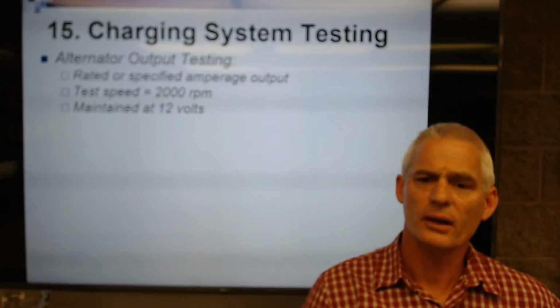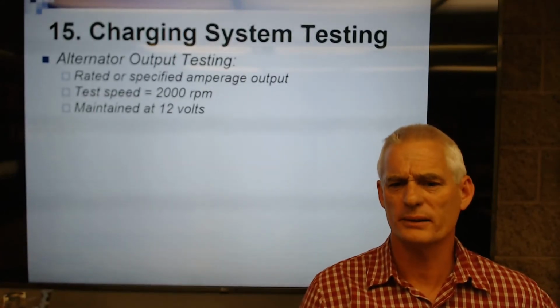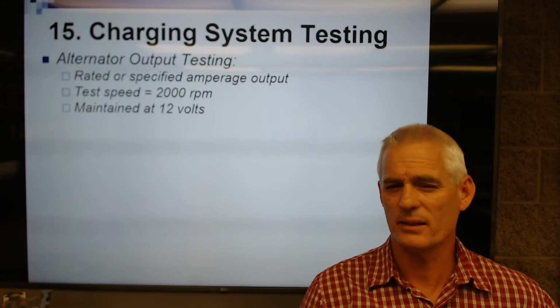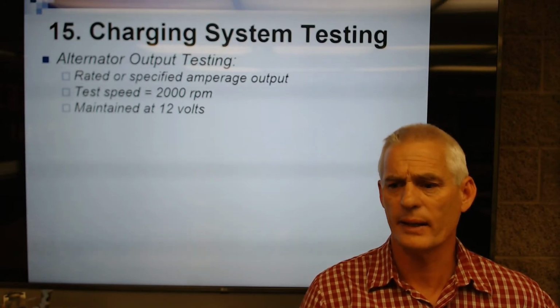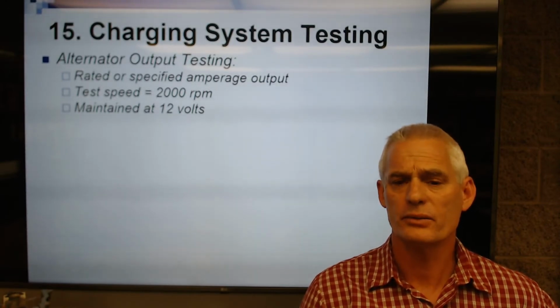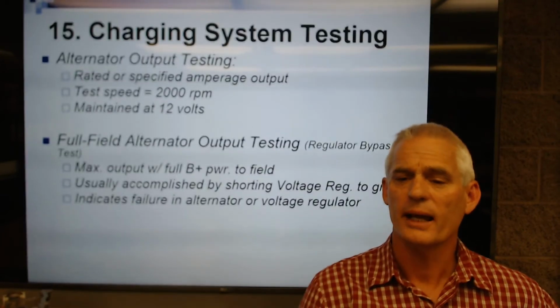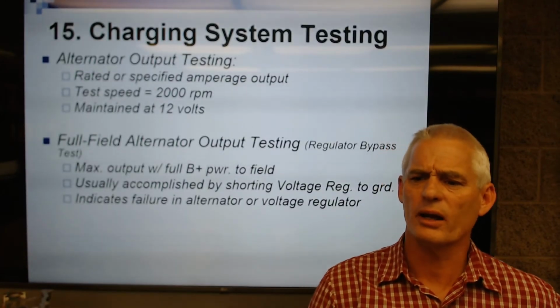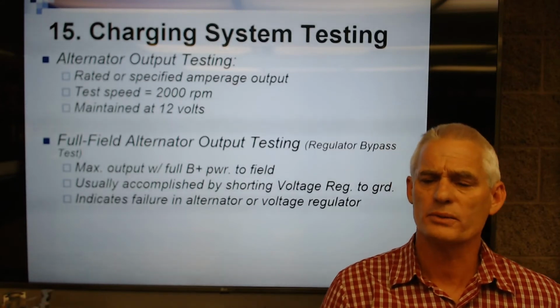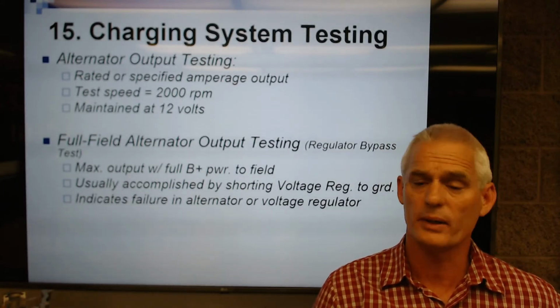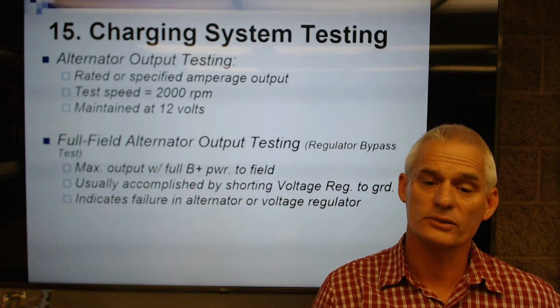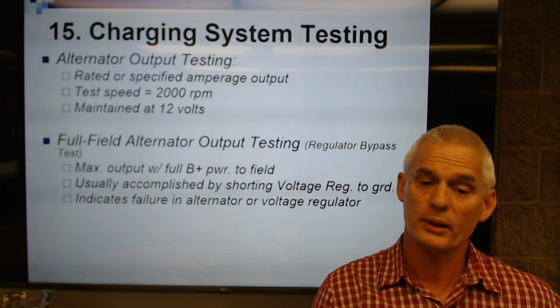Further, we're going to do an alternator output test. This is the test that tells us, can the alternator give us our rated amperage output at 2000 RPM and maintain a voltage of 12.6 volts. And there is a thing called a full field alternator output test that's not really done anymore, but this gave us a way of bypassing the voltage regulator and forcing the alternator to produce maximum output.